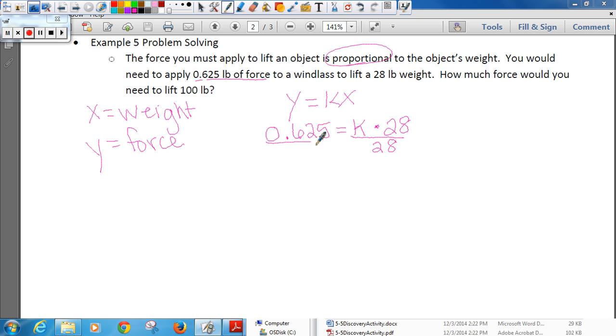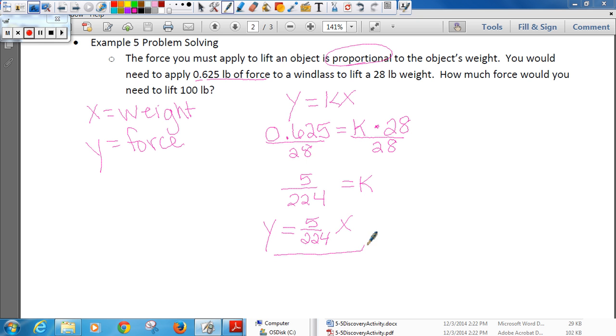So I divide both sides by 28. And I get 5 over 224 is equal to k. Now I can write my direct variation equation as y equals 5 over 224x.